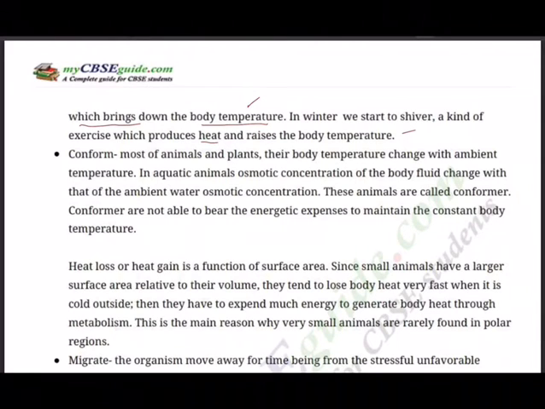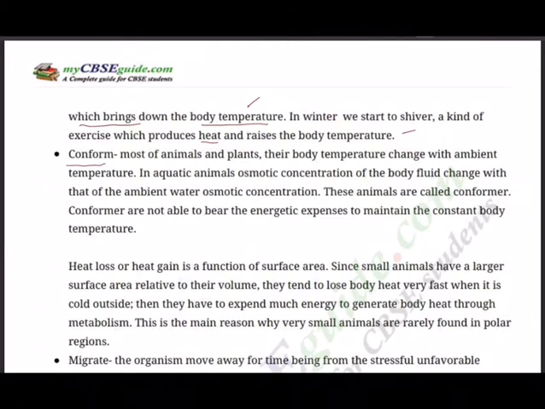Our body temperature remains fixed at 35 degrees centigrade. So don't think that during winter our body temperature will go to something like 40 degrees or 45 degrees. No. The only thing is we will feel warm and we feel cold. That's only a feeling. Then second, conformers.